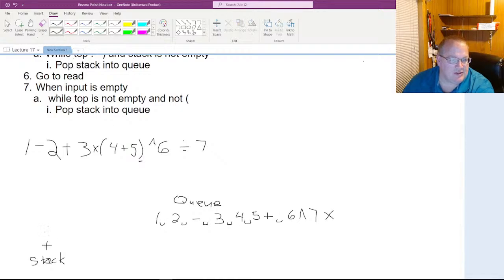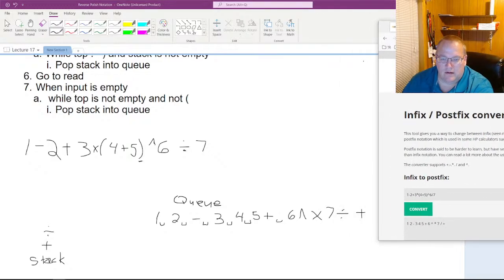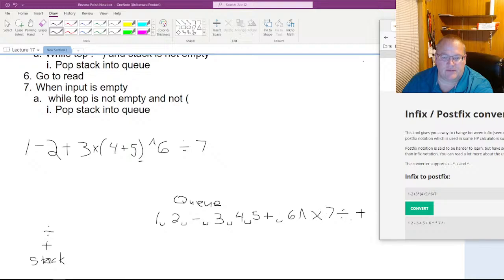Now I'm going to go ahead and push this on. And actually I did this wrong. Let's just get rid of them, because I should do that before I read the 7 in. So then I read the 7 in. Then I put the division sign. And then the addition sign. And that's exactly what this actually comes out to be. Make some sense? Let's do another example.